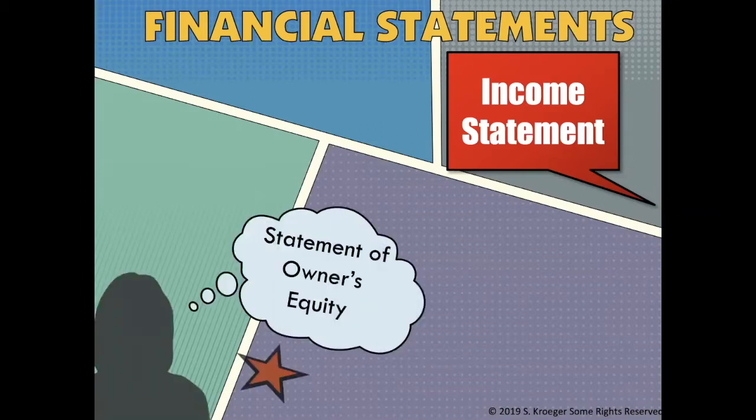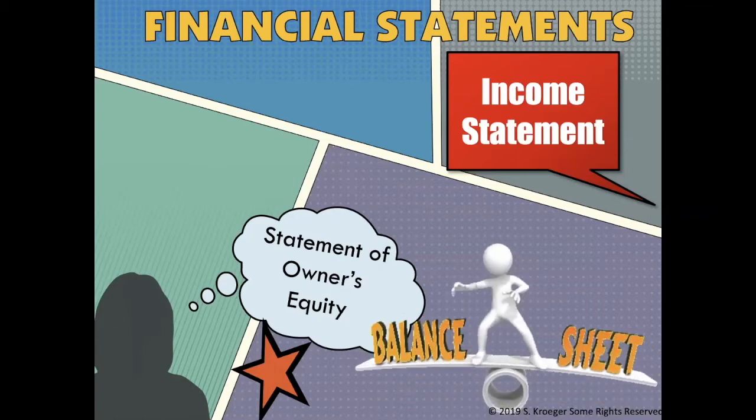Next is the statement of owner's equity. This statement is not as popular as the income statement. The statement of owner's equity explains changes in equity from net income or loss and from any owner investments and withdrawals over a period of time. It will show the owner's capital at the beginning of the time period and how it changed over the time period to give us an end result.